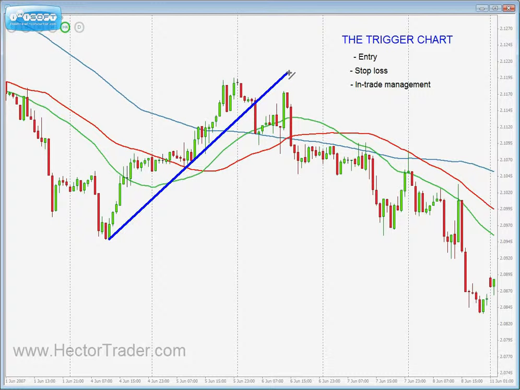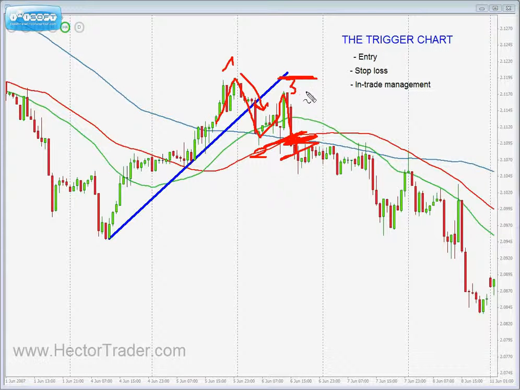Our entry, well, in this case, it came in the shape of a 1, 2, 3 formation. Okay, this being aspect number 1, this being aspect number 2, and this being aspect number 3, with a retracement trendline breakout. Our short entry would have been there, and that would have been our stop loss. But don't worry, guys. You are going to learn all about 1, 2, 3 formations in this chapter that you are now at.